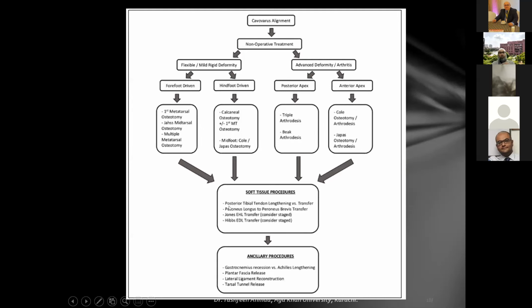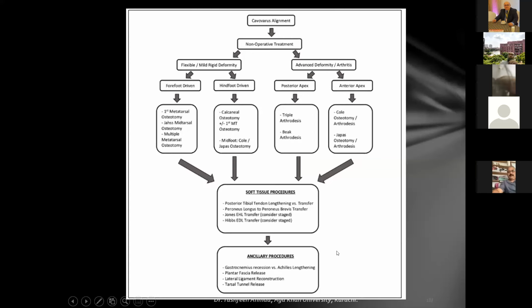Soft tissue: posterior tibial lengthening. This is lengthening and transfer. Jones transfer can also be done. And, as I said, the lengthening of the gastrocnemius is part of the procedure. Plantar fascia can be released if you find that during osteotomy of the midfoot, the plantar structures are very tight, then the plantar fascia can be released. You can do a partial medial plantar fasciectomy, or even a complete one can be done without any significant problems.